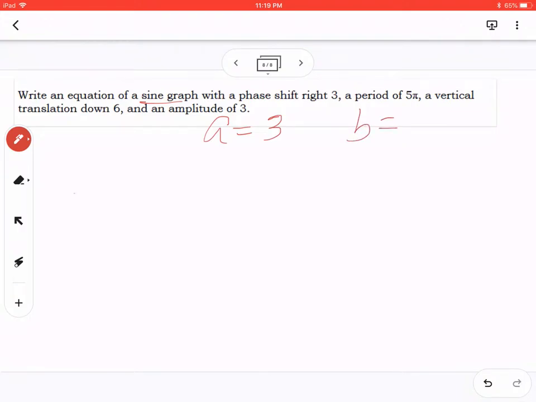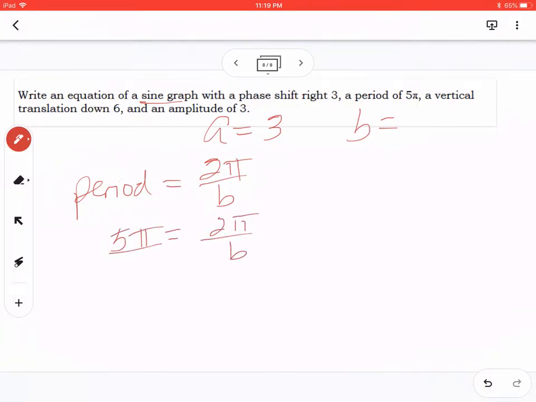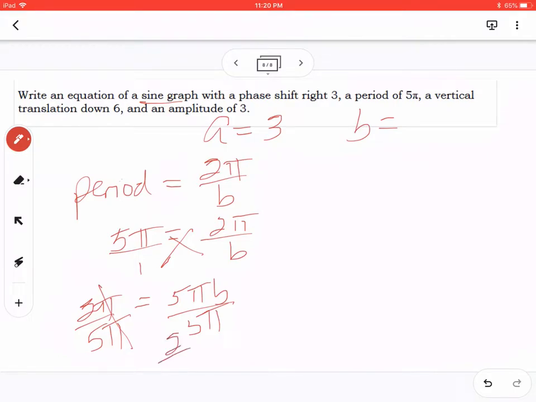Same idea as before. We know that the period is 5 pi, and that's going to be equal to 2 pi over b. Take 5 pi and place it over 1. Cross multiply. 2 pi times 1 is 2 pi. And this is equal to the other cross diagonal, 5 pi times b. To get b alone, we have to divide by 5 pi on both sides. Pi is going to cancel with pi, and you're going to be left with 2/5. The frequency can be a fraction. In this case, it is. The b value is 2/5.